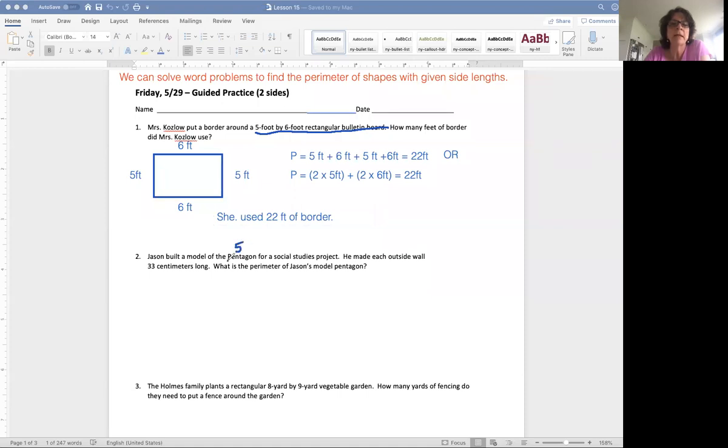And then, okay, it's a pentagon. It has 5 sides. So I put a 5 above there. And he made each outside wall 33 centimeters long. So each wall is 33 centimeters. My unknown is, what is the perimeter of Jason's model pentagon?